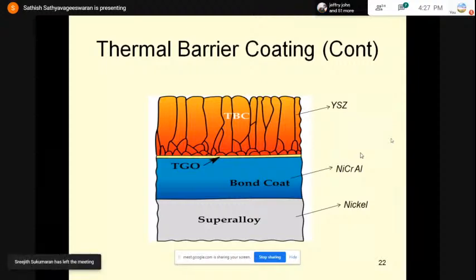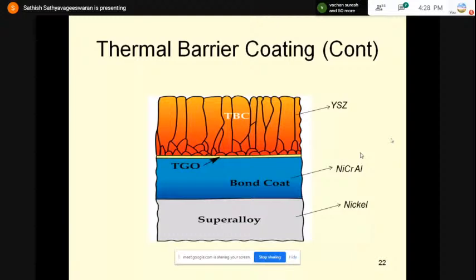thermally grown oxide layer. So what I want to say is, in between the bond coat and yttria stabilized coating, you can see a very thin layer, which is developed due to the interaction between the bond coat material as well as your hot fluid gas. Thereby, TGO is developed.